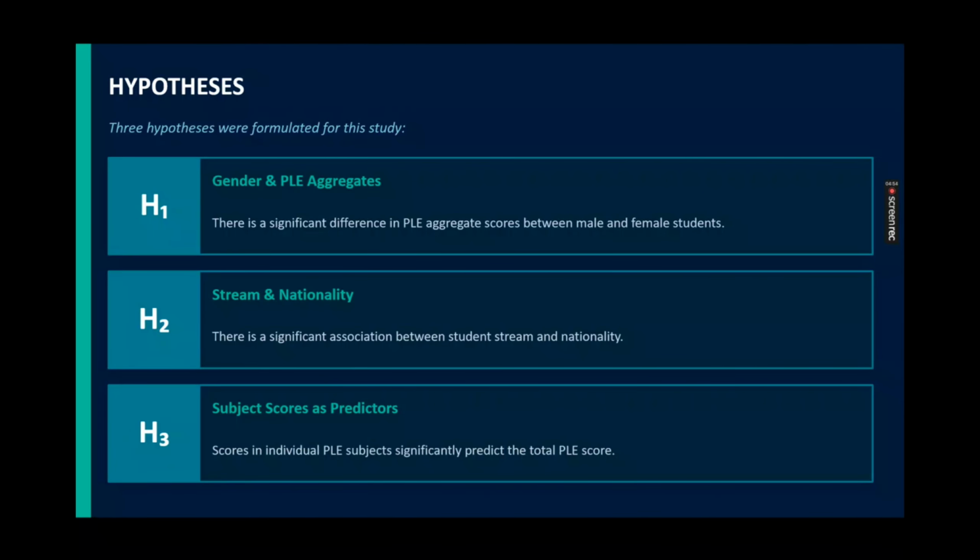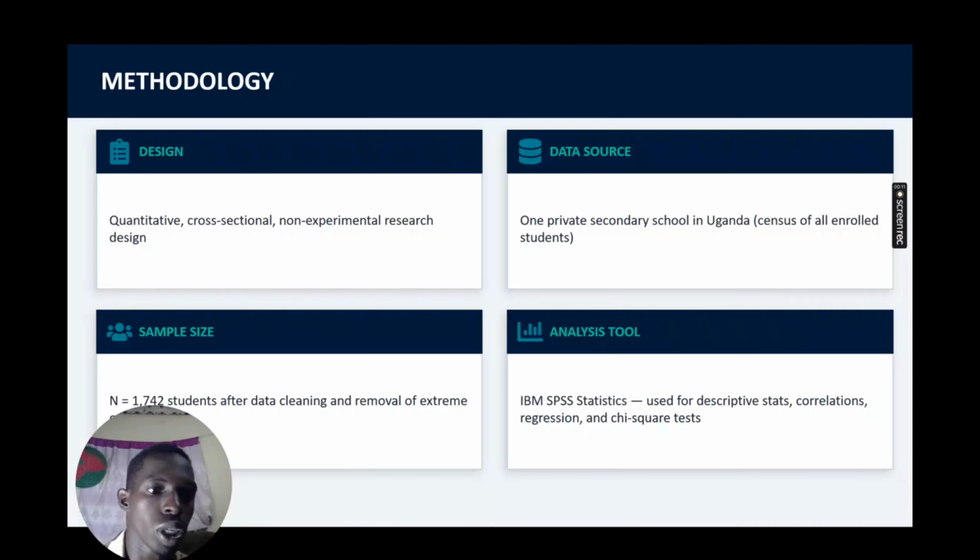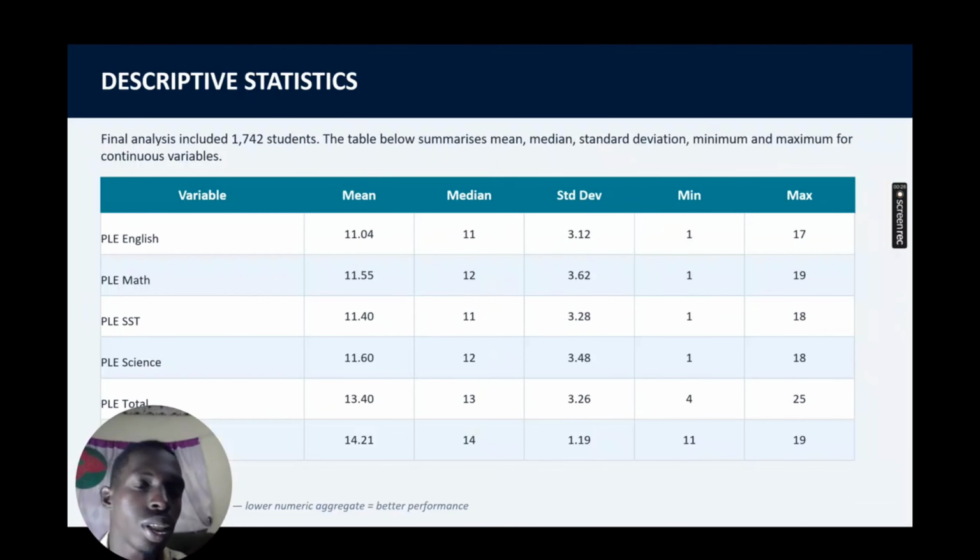Then we came up with the hypothesis. So we came up with the methodology, of course. That was the design, sample size, then data source, and then the analysis tools. Then we had the descriptive statistics.